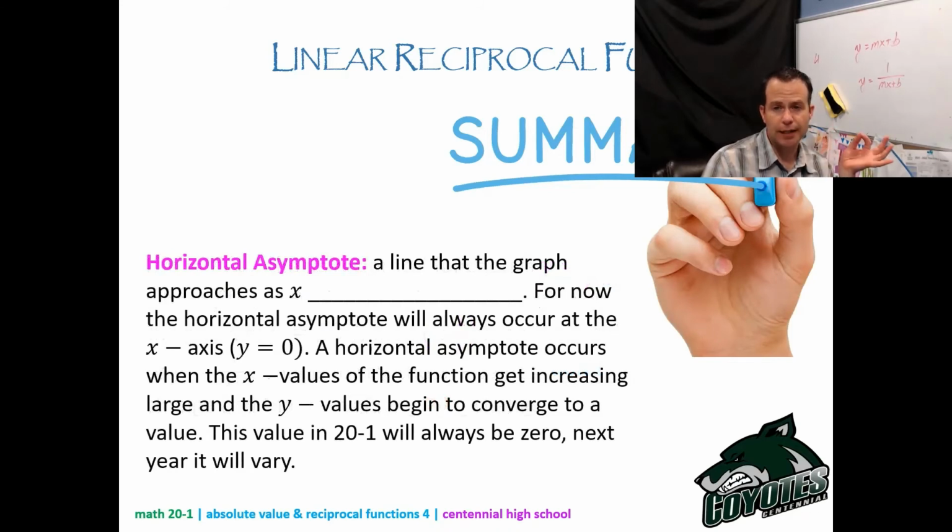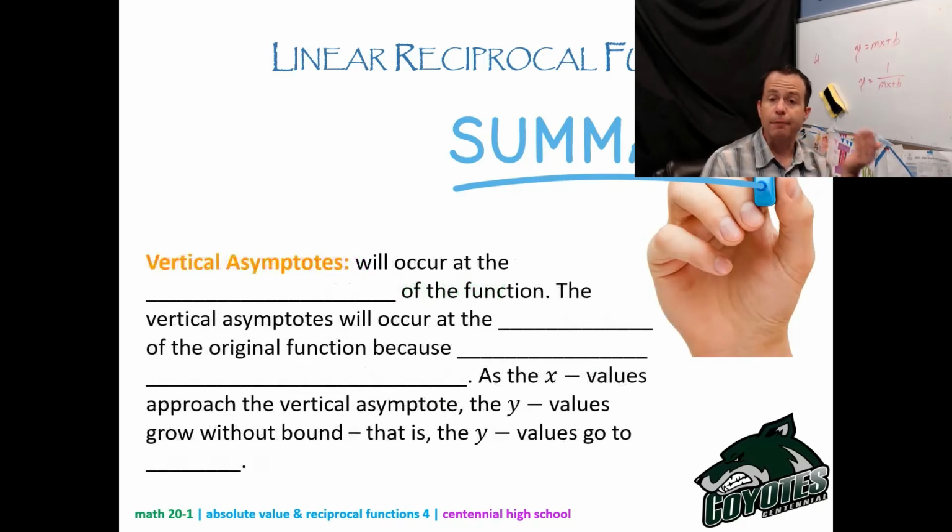Horizontal asymptote, a line that the graph approaches as x approaches positive or negative infinity. So as x approaches infinity. For now, the horizontal asymptote will always occur at the x-axis or the line y equals 0. A horizontal asymptote occurs when the x values of a function get increasingly large and the y values begin to converge to a particular value, okay? This value in 20-1 will always be 0, but next year it will vary, okay? In 30-1, we'll talk about horizontal asymptotes in different spots, but for 20-1, we're gonna keep it at y equals 0, okay?